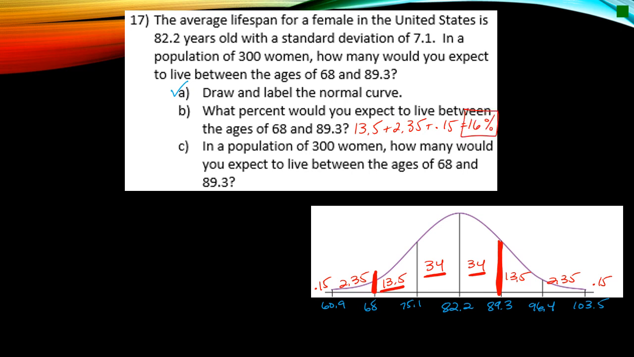And then in part C, it asks, of 300 women, how many would you expect to live between 68 and 89.3? So we already have our percentage, which is 16. To calculate the answer for part C, we're going to take that percentage and multiply it by 300. So 300, and then if you have a percent button in your calculator, that's fine. If not, you can change it into a decimal, 0.16, and it gives you exactly 48. So 48 women out of a group of 300 would be expected to live between the ages of 68 and 89.3.